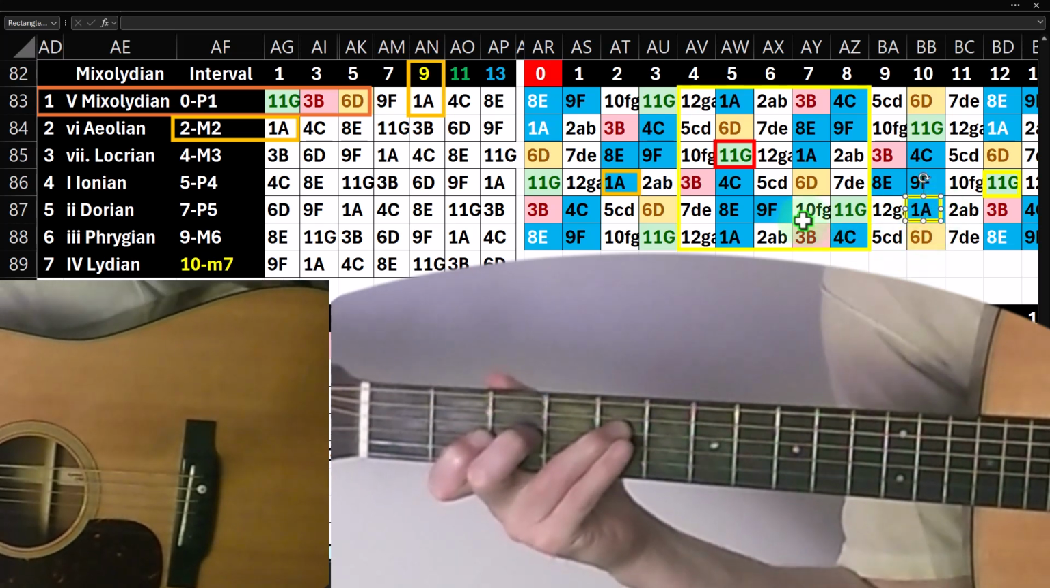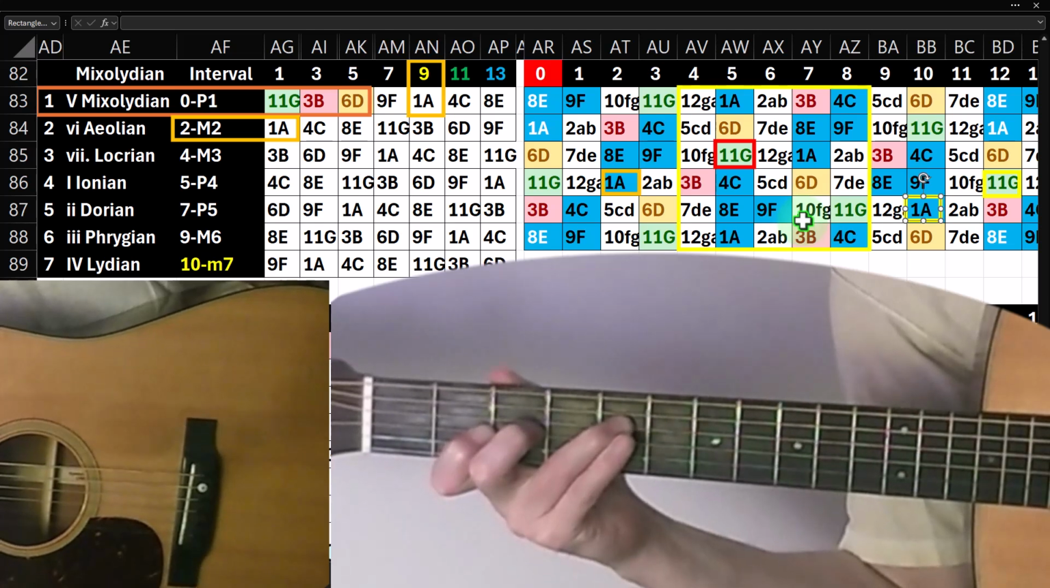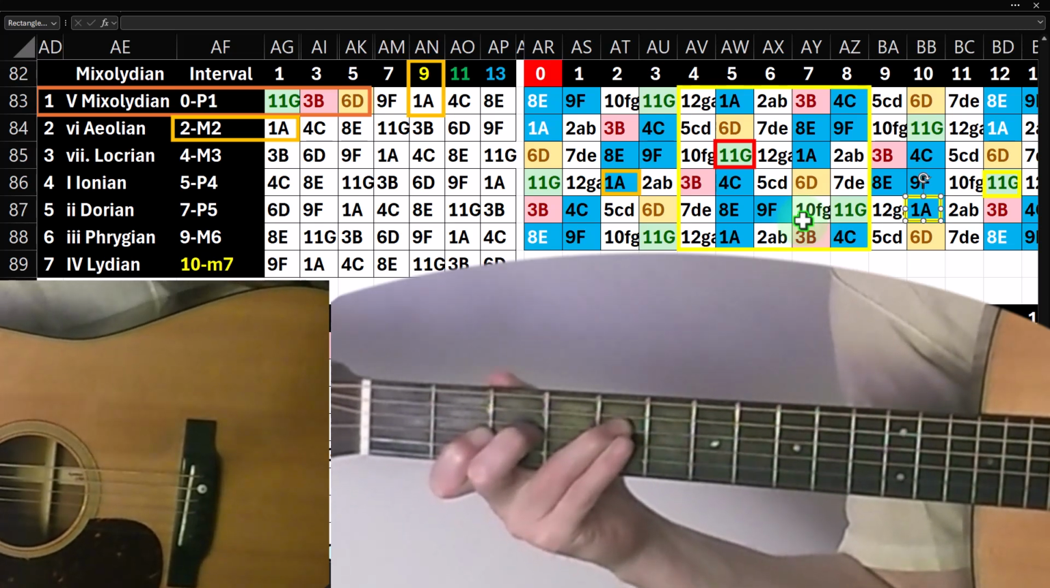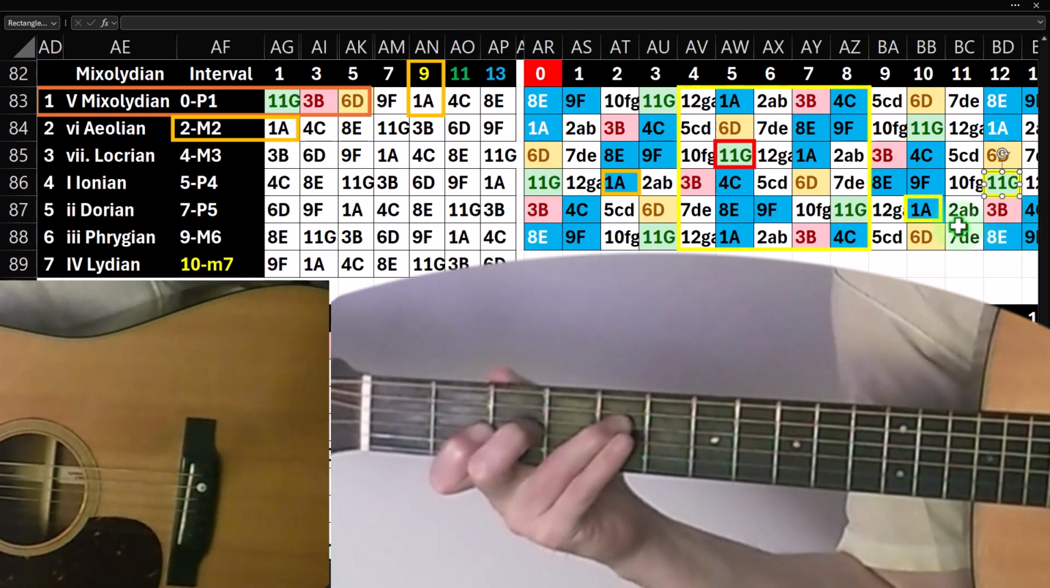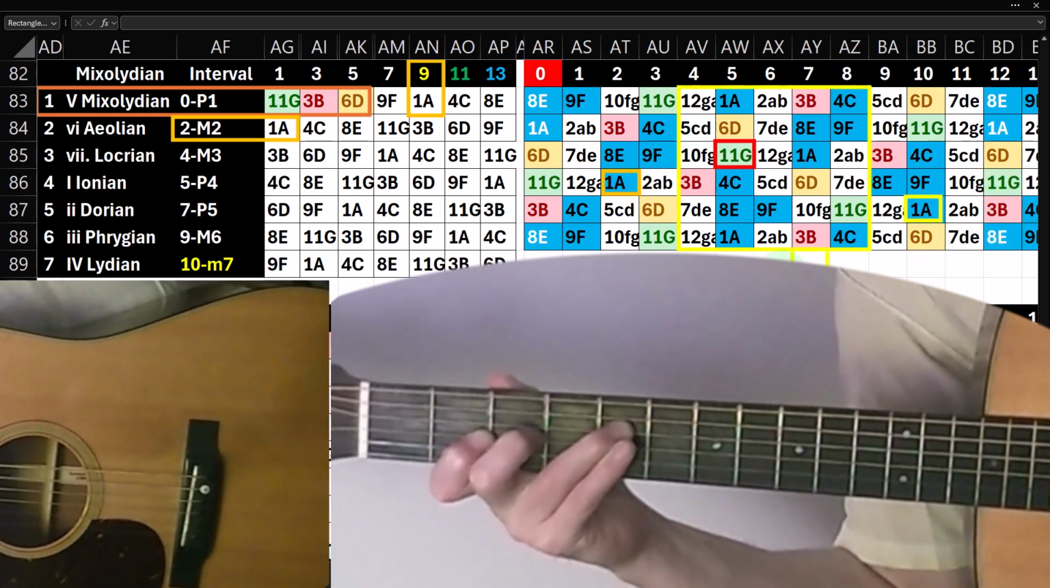So when I go down a string, the 2-note away major second will always be 3 frets back unless I cross the fault line, which could only happen if I'm on the G string, in which case if I go down one string, the 2-note away major second will only be 2 frets back.